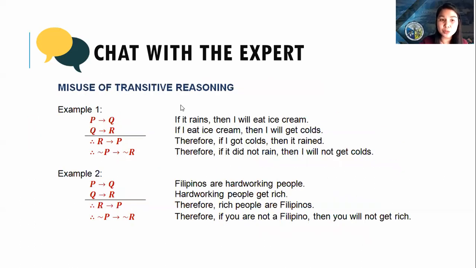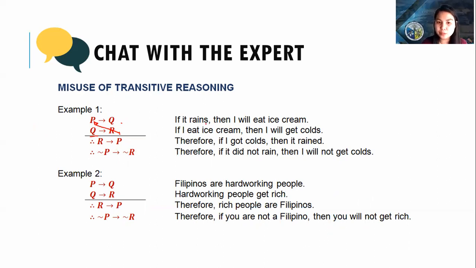Let's go to the last one. The misuse of transitive reasoning. Now, P then Q, Q then R. Fallacy when baliktad ang pag-state. R then P or not P then not R.